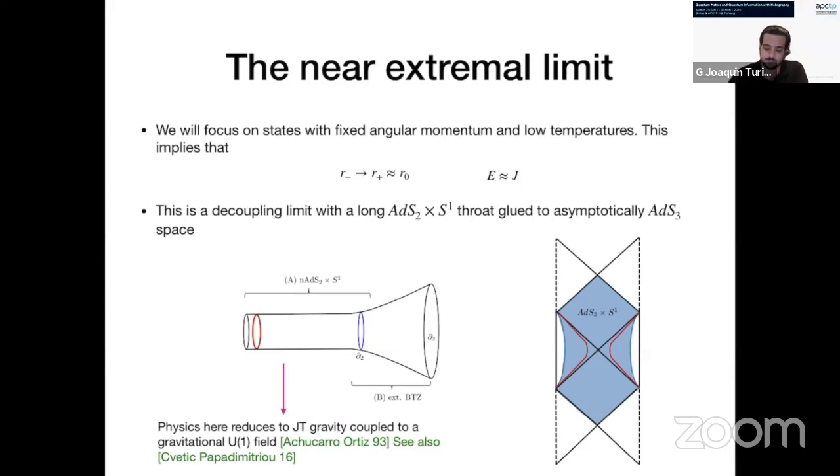If you look at the Penrose diagram, then AdS2 is a good approximation in this blue region. And this red curve just indicates that when I'm in this region, I can neglect finite temperature effects. Very close to the horizon, I have a Rindler horizon, and the finite temperature effects are important. And the physics in the throat reduces to JT gravity coupled to a U(1) field.